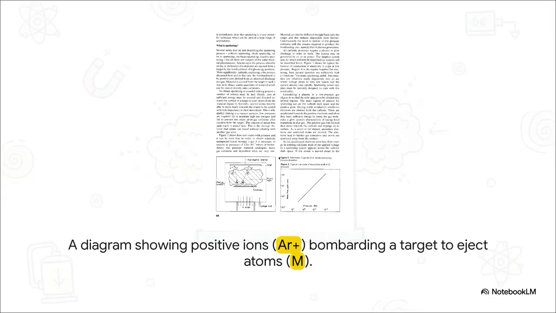And this diagram here, it just shows that moment of impact perfectly. You can see the positive argon ions, they're marked Ar+, just bombarding the target. And those atoms labeled M? Yeah, those are the material atoms being ejected, or sputtered, on their way to form that coating. It's a really simple idea, but it's so powerful.